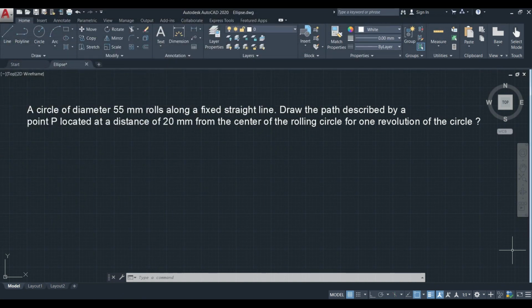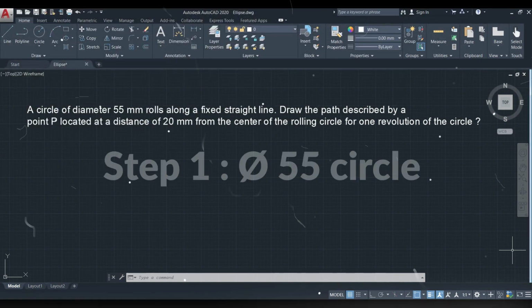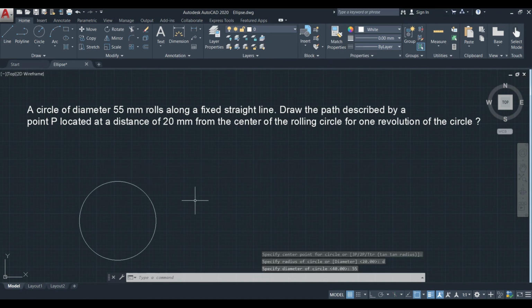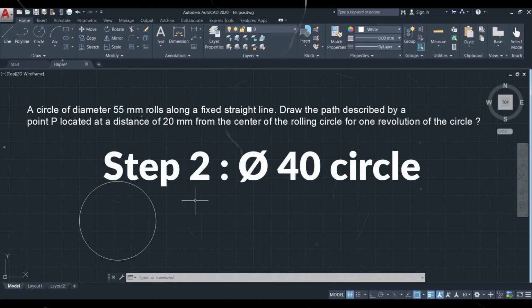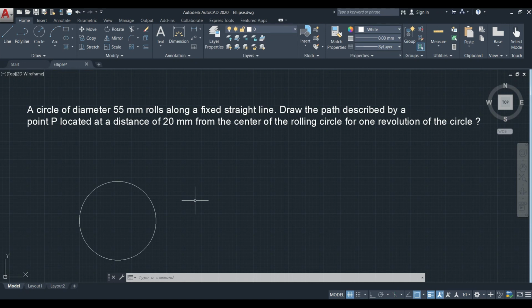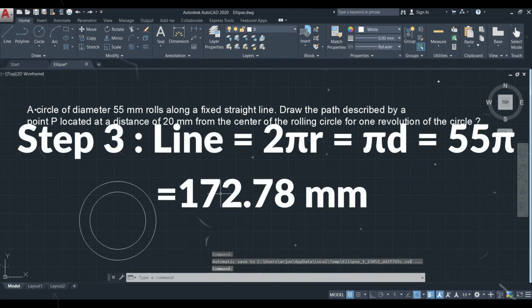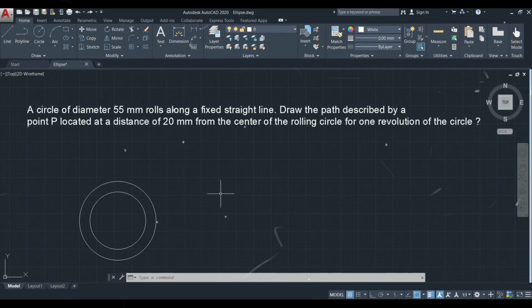So we can draw the figure. First step is to draw the circle of diameter 55 mm. Here the point P is located at a distance of 20 mm. So the second step is to draw another circle which should be concentric to the 55 mm diameter circle with a radius of 20 mm, like this. Now the third step is to draw the straight line which has the length of the circumference of the larger circle, that is the 55 mm diameter circle.